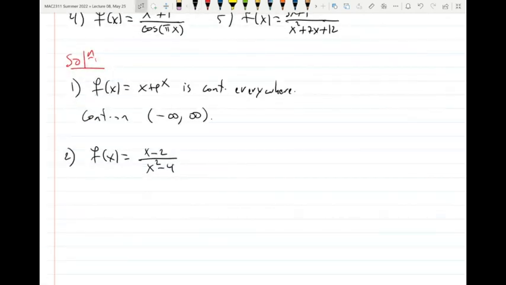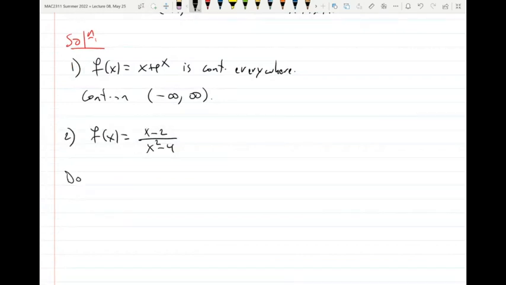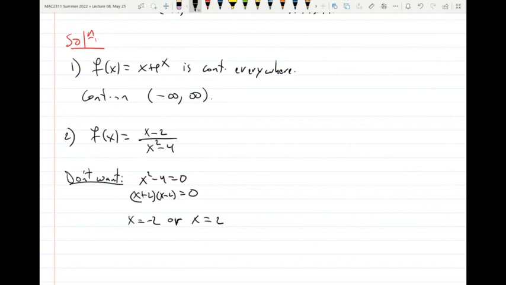So this is the function. Remember, this is a rational function. So we know rational functions are continuous on their domain, right? So we just have to find the domain of this function. And for that, there's something that we don't want. We don't want the bottom to be 0, right? So this happens whenever x is either negative 2 or positive 2, right? So that means any real number except these two guys is okay for our function.